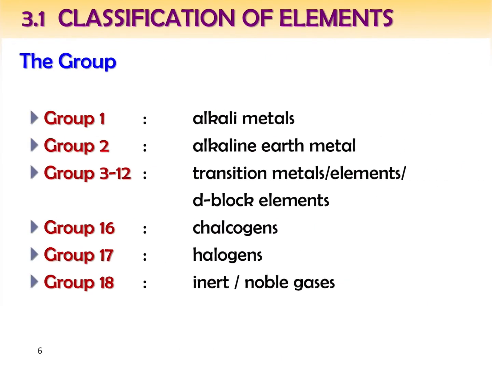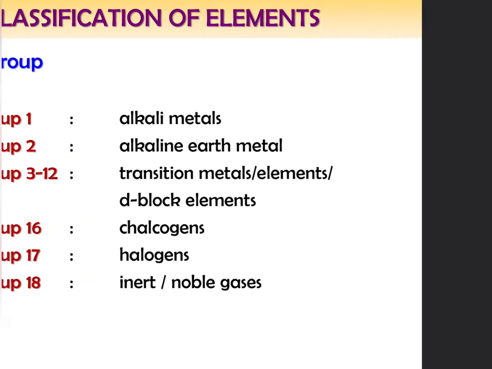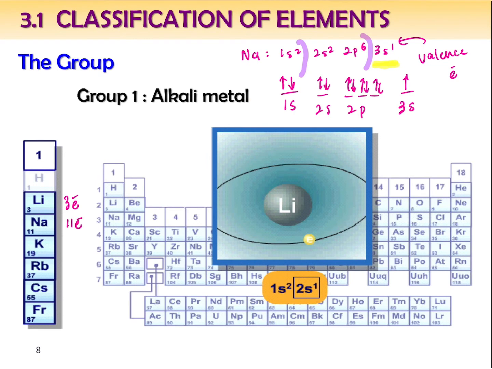Alright, so the other names for each group you can see here. Group 1 is alkaline metal, group 2 alkaline earth metal, group 3 until 12 we call transition metal or d block elements. Group 16 is chalcogen, group 17 halogen, and group 18 we call inert or noble gases. So we can look here, lithium has 3 electrons.